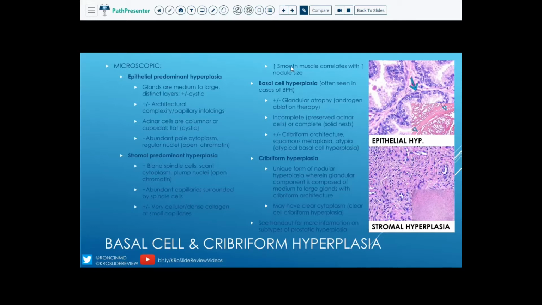And there will be an increase in the smooth muscle component of the stroma, and this really correlates with the size of the nodule. So the bigger the nodule, the more smooth muscle you would expect to see.